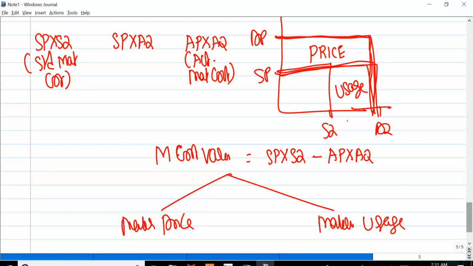Next point. AQ refers to actual quantity consumed. Write it in a different color pen, or underline it. AQ refers to actual quantity consumed.